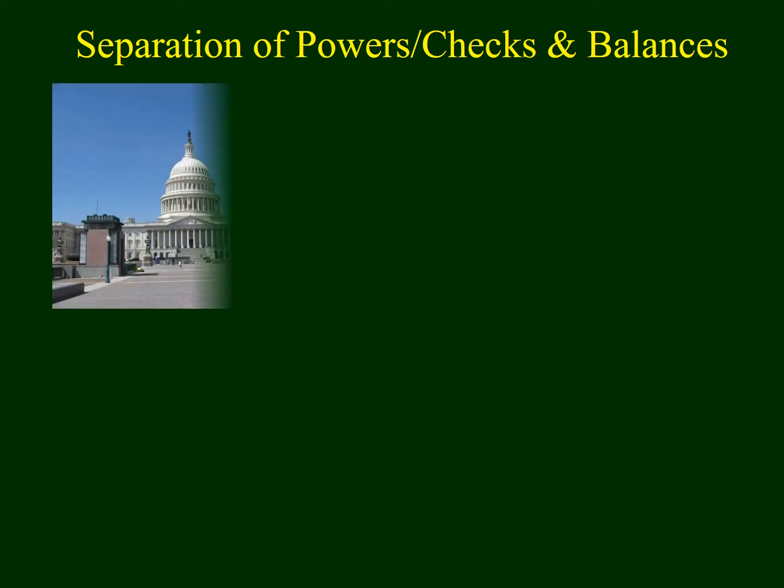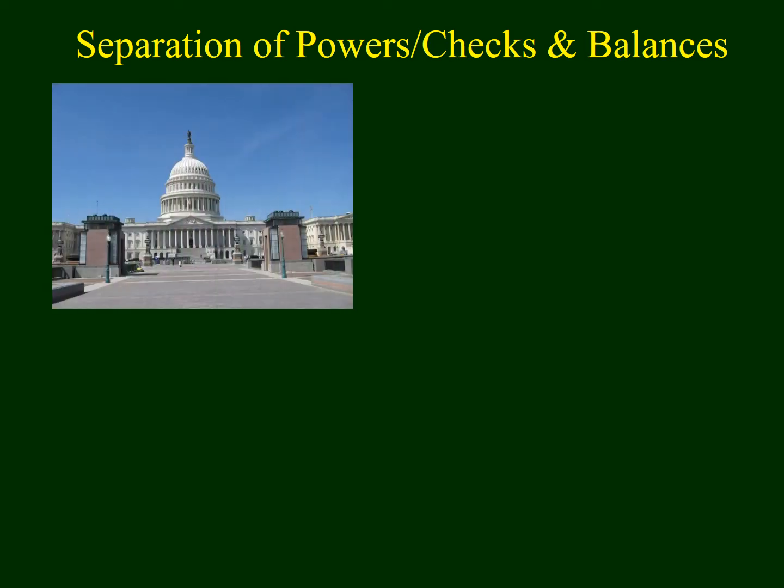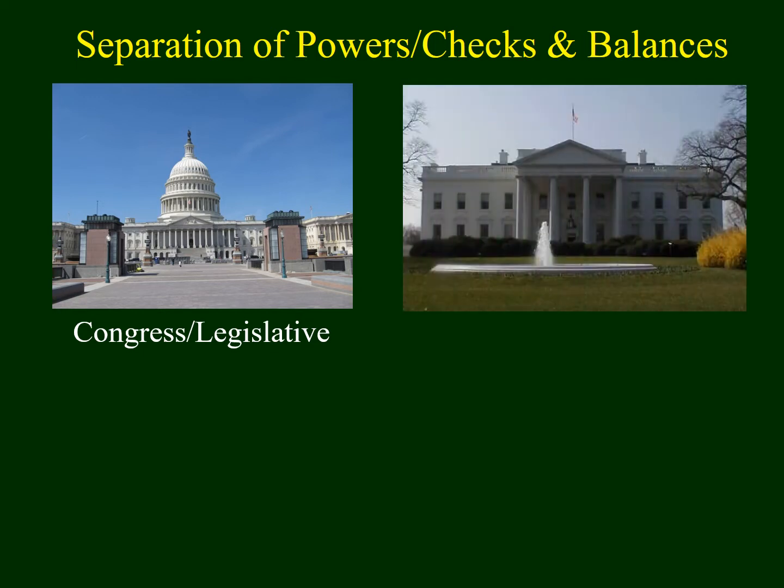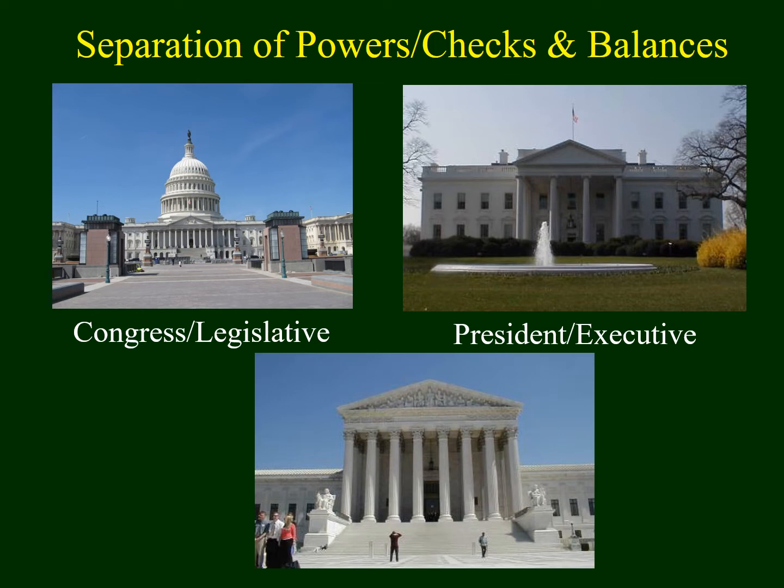Built into the Constitution is the idea or concept that the government's power needs to be separated into different areas in order to protect our rights. In the upper left, we see the United States Capitol, which is where our Congress or our legislative branch operates. Next to that would be the White House, which is not only where the president lives, but where he works. Below that would be our third branch. The Supreme Court operates in this building, and it's our judiciary.